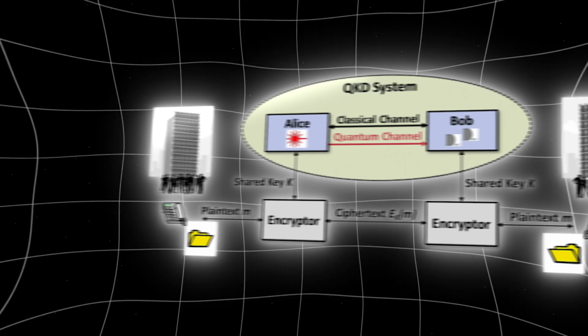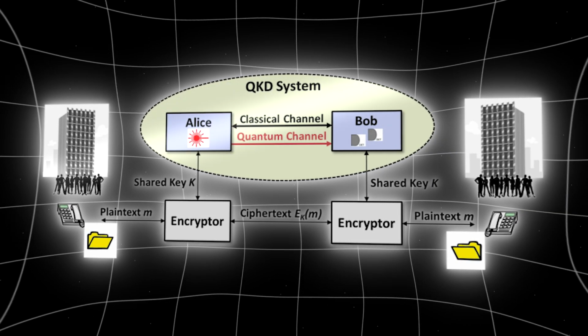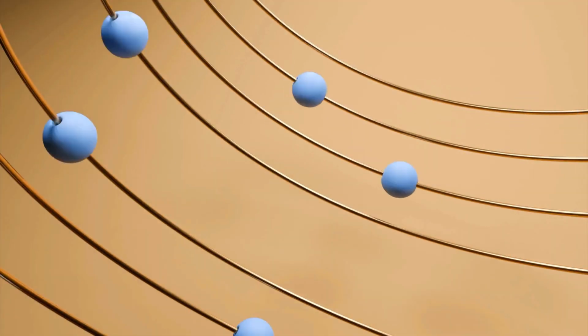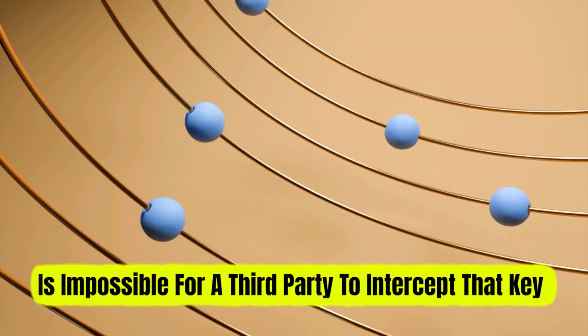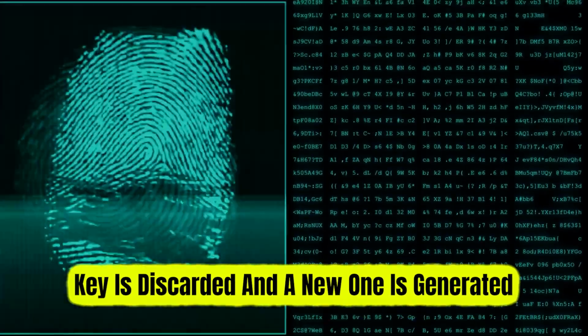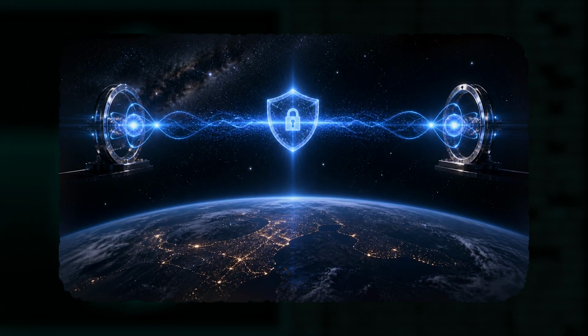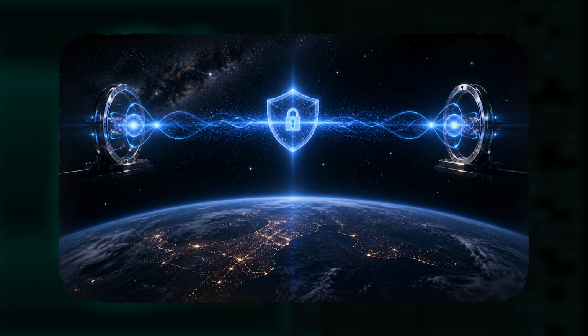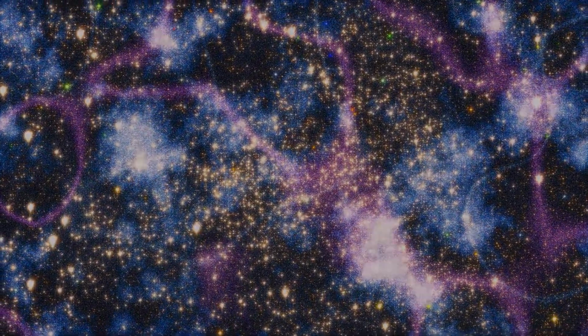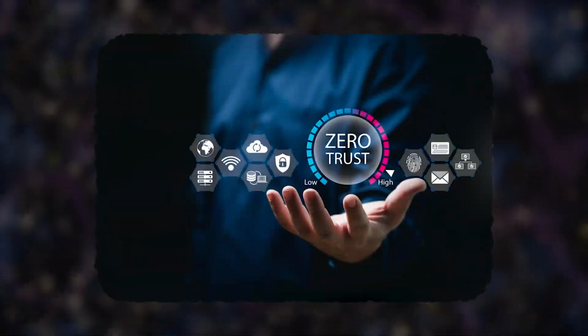The first practical application of this is quantum key distribution, or QKD. Instead of sending a secret message protected by a math problem, you send a key made of entangled photons. Because of the laws of physics, it is impossible for a third party to intercept that key without leaving a fingerprint on the data. If the fingerprint is detected, the key is discarded and a new one is generated. This creates a communication link where the security is guaranteed not by the complexity of the code, but by the fundamental structure of the universe. It is a zero-trust architecture at the subatomic level.